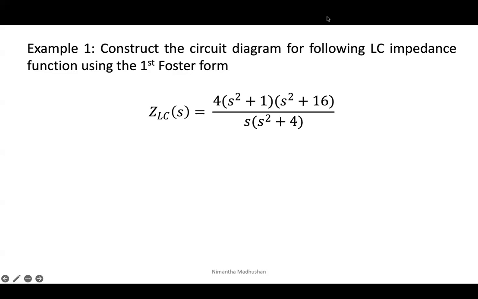Hello everyone. In this video, I will discuss one example of synthesis of passive network. The example shows how to construct the circuit diagram for the following LC impedance function. This is our impedance function: Z_LC equals 4 times (S squared plus 1) times (S squared plus 16) over S times (S squared plus 4).